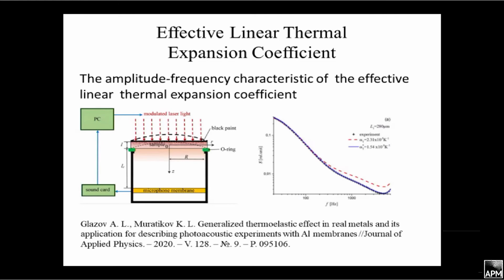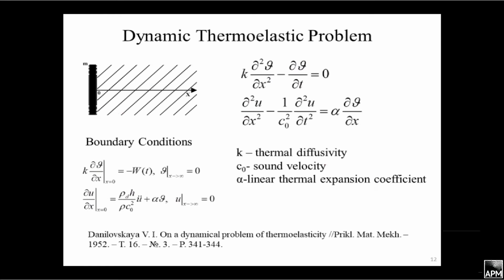And now we are going to consider some problem. We're not going to consider the region with the defects, but instead we'll consider a dynamic thermoelastic problem. It's a famous problem solved by Danilovskaya. But instead of this region, we consider the mass at the point x equal to 0 on the boundary. And now we'll try to analyze its influence on the thermoacoustic signal.